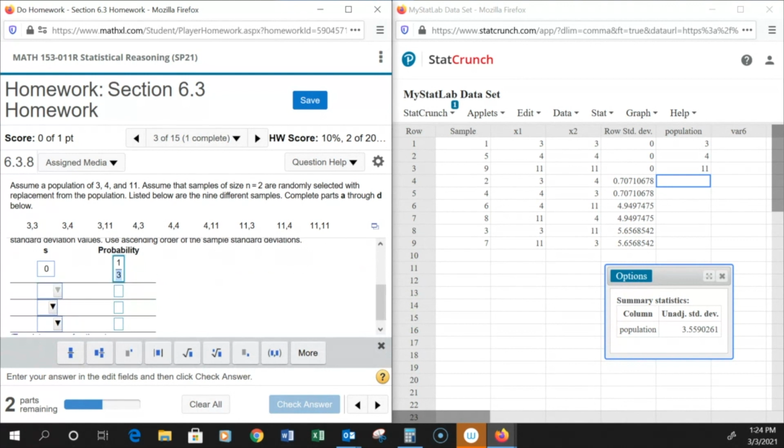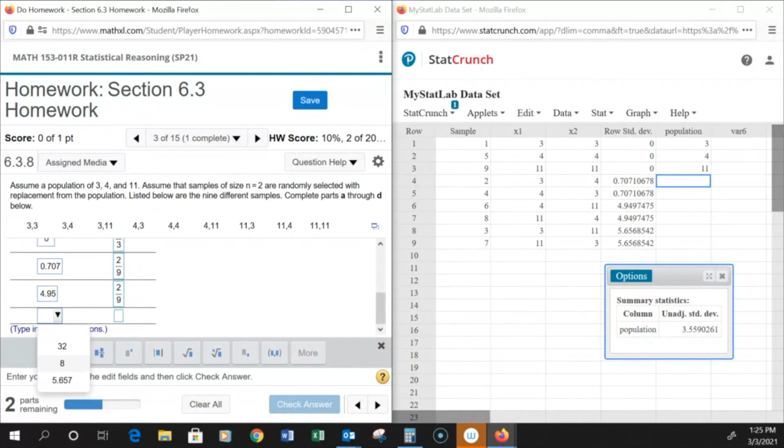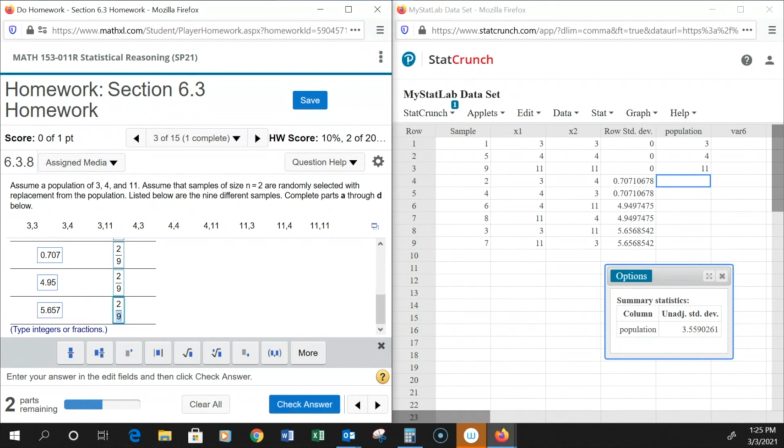The next one is 0.707. That's the square root of something important. And how many are there? There are 2 of them, so I'm thinking 2 out of 9. The next value is 4.94. Rounds up to 4.95. And again, there are 2 of those, so 2 out of 9. And the last value, I can see it over there, is 5.657, and there are 2 of those.